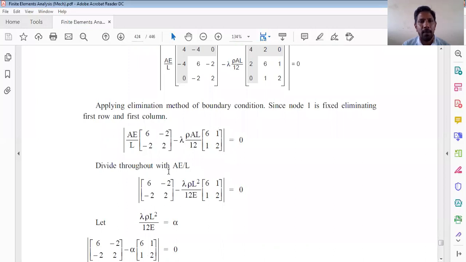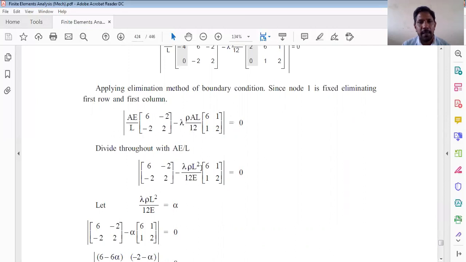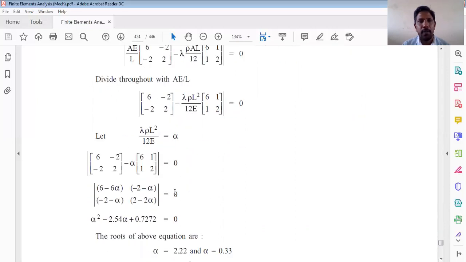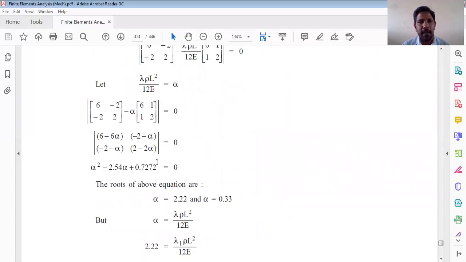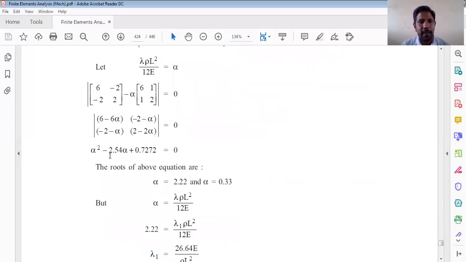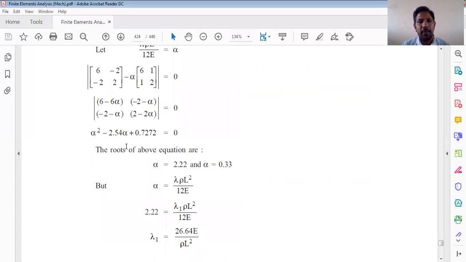Dividing throughout by AE by L, so that this cancels, this term, lambda rho L square by 12E, is considered as alpha. So we are left with 6 minus 2, minus 2 2, minus alpha times the matrix of 6 1 1 2, is equals to 0. When you subtract these two matrices and simplify, we get a quadratic equation: alpha square minus 2.54 alpha plus 0.7272 is equals to 0. When you solve this second order equation, we get alpha 1 as 2.22 and alpha 2 as 0.33.